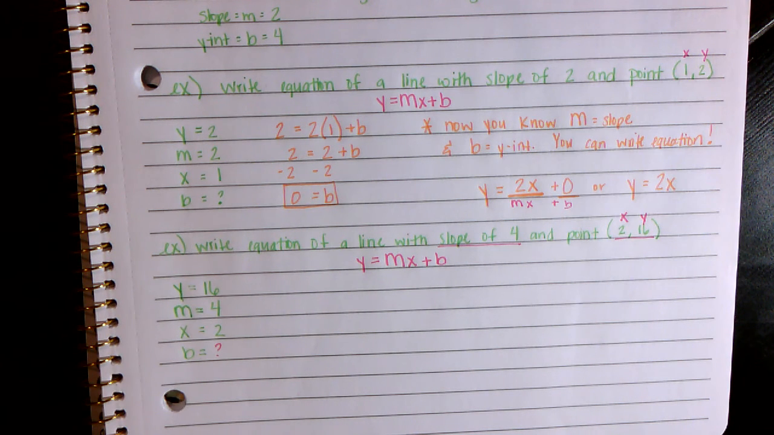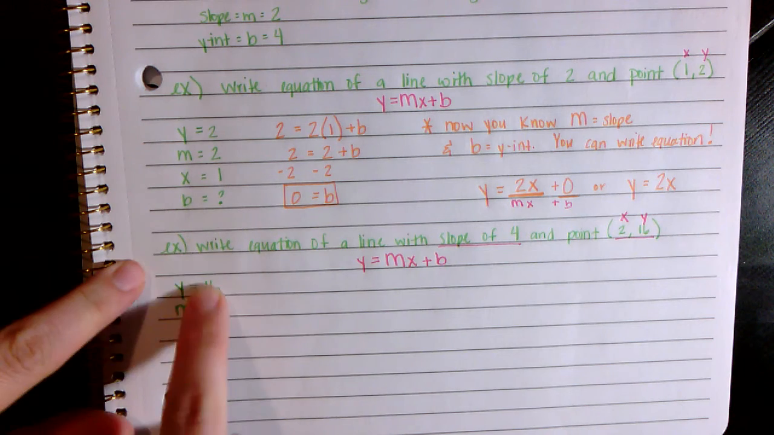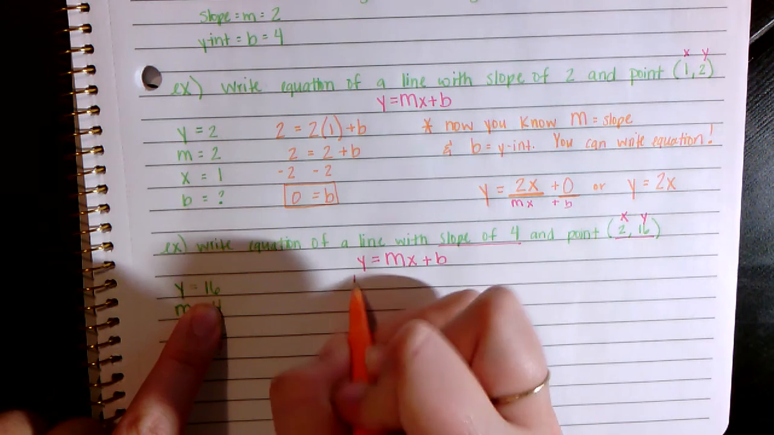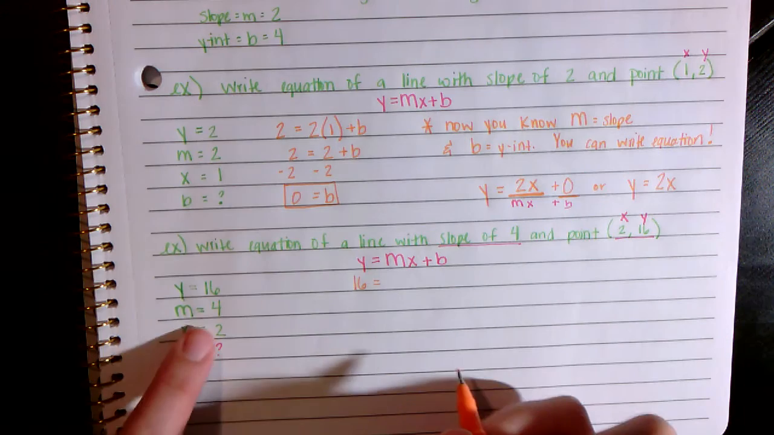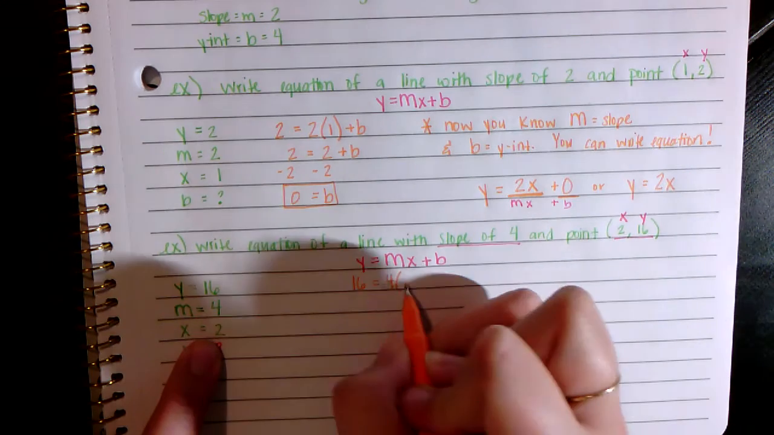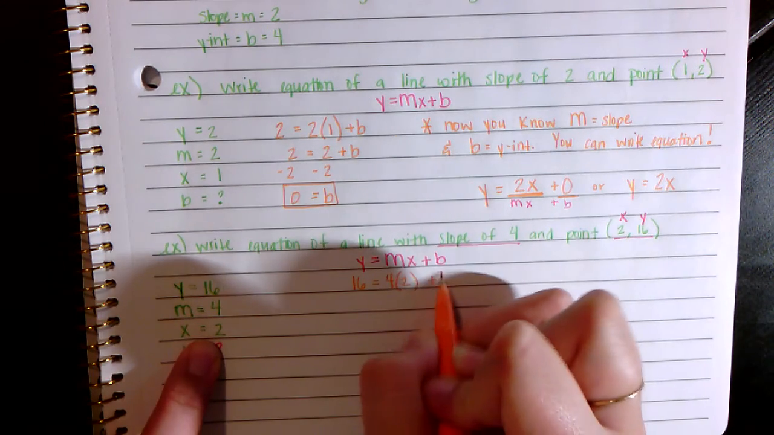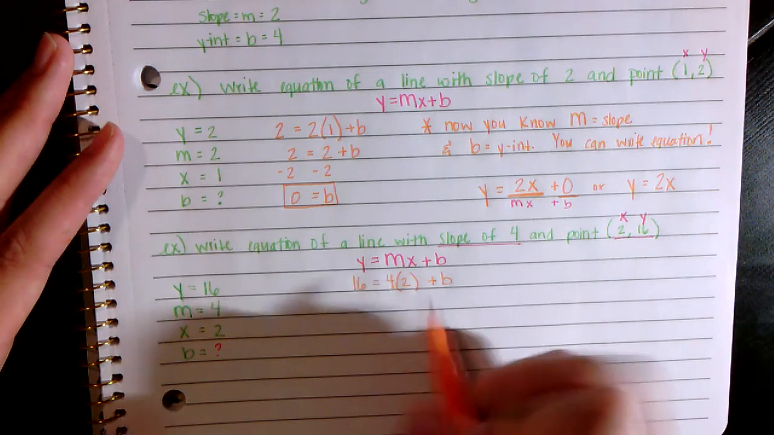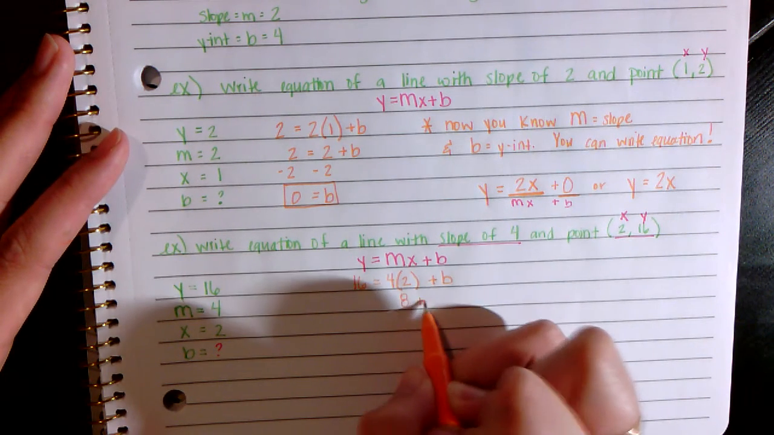So when I come over here and I write this out, I plug these numbers in place of the letters. So instead of writing y, I'm going to write 16 equals, instead of writing m, I'm going to write 4 times that x value. Instead of writing x, I'm going to write 2, and I don't know my b. So at this point, I'm going to distribute that. 4 times 2 is 8.